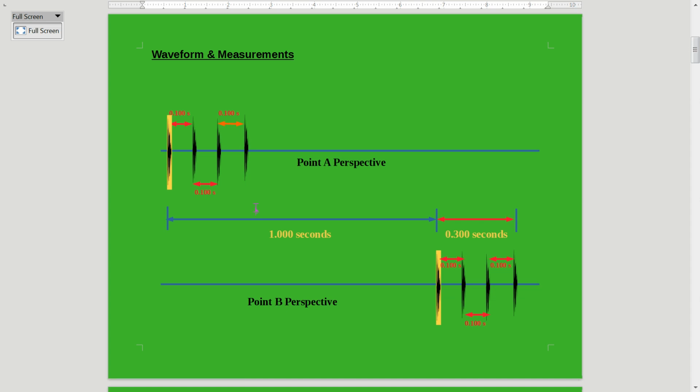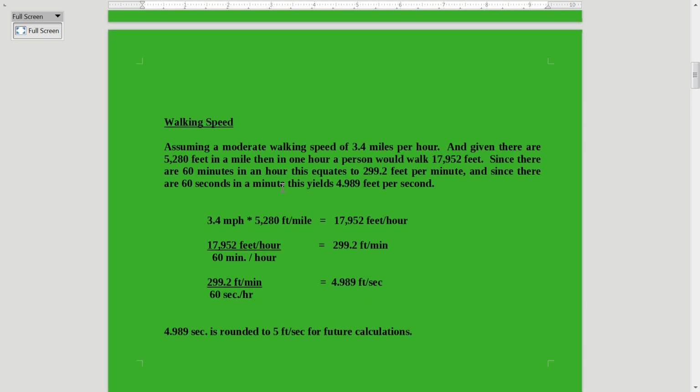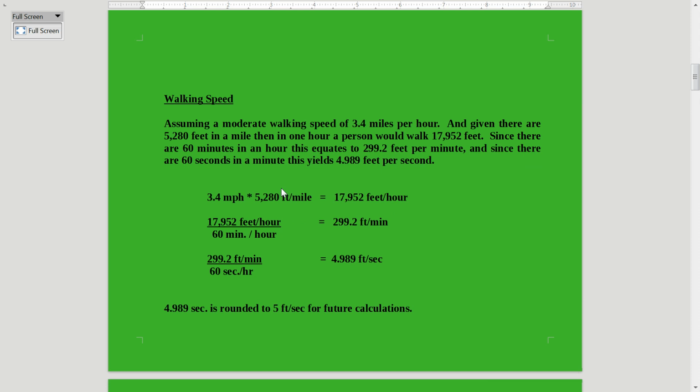Alright, so now we can move on to what happens to these waveforms when the person or the recorder at point B is moving away from the source at point A. But first we have to talk about how fast we're going to be moving. So let's take the first example as a walking speed, which I estimate will be about a little over 3 miles an hour, and I've chosen 3.4 miles per hour because once again when you get down to the bottom line it's a nice easy number to work with.